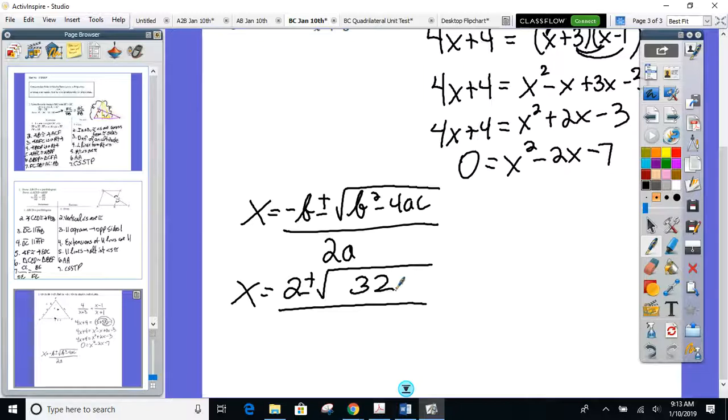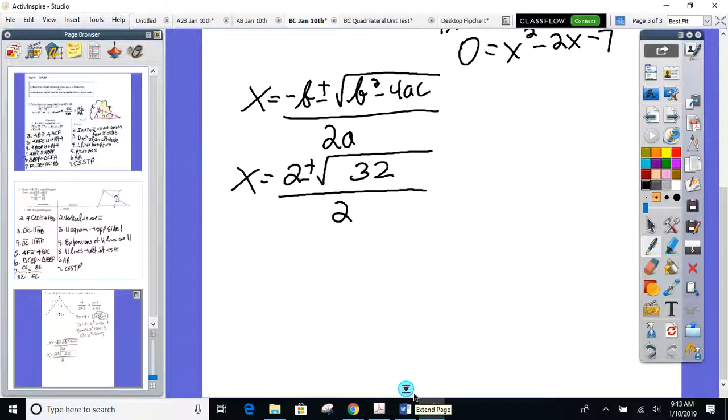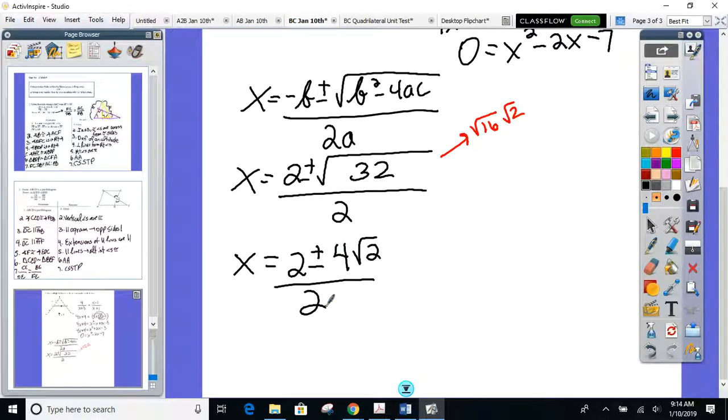On the bottom, what was our A value? 1, so 2 times 1, I get a 2 on the bottom. Keep it going. This is not simplified. We did a lot of practice with this. 32. 16 and 2. Got to be the biggest perfect square, for those of you who said 4. So keep going. 2 plus or minus square root of 16 is 4 radical 2, all over 2. Still not simplified.